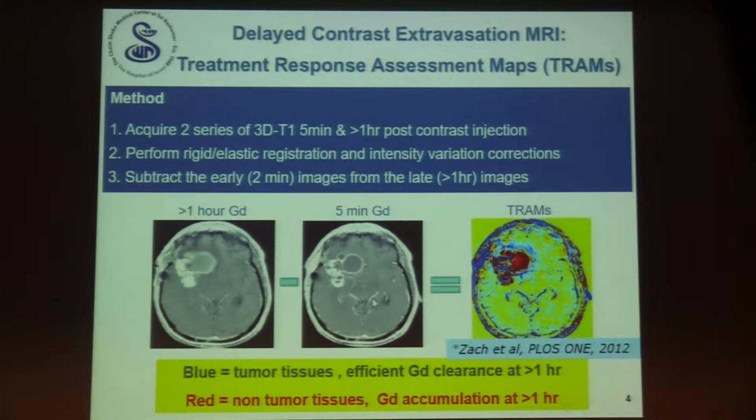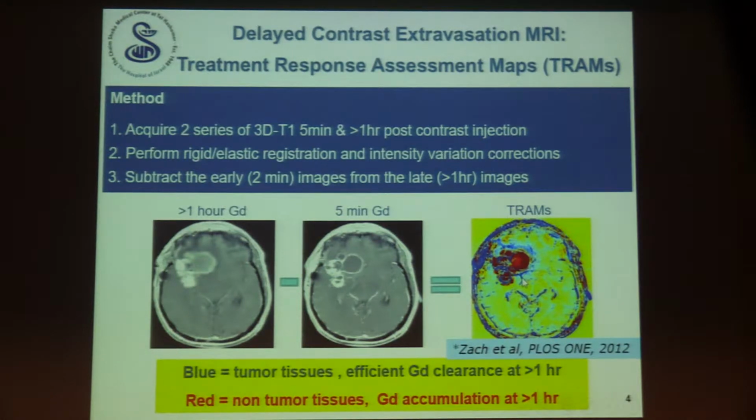If you look at the blood vessels in the brain, immediately after contrast injection the signal is maximal, and then it decays with time, and therefore if we do 1 hour minus 5 minutes, we'll get a negative signal showing blue in the maps. On the other hand, if you look at the cyst over here, gadolinium will accumulate after 1 hour, and therefore when we do 1 hour minus 5 minutes, we'll get a positive signal showing red in the TRAMs.